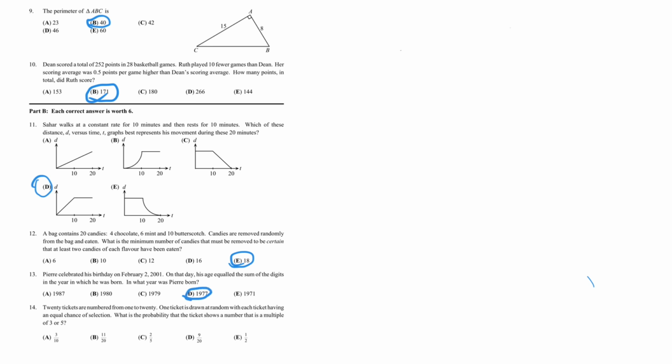1977. Number 14. 20 tickets are numbered from 1 to 20. One ticket is drawn at random, with each ticket having an equal chance of selection. What is the probability that the ticket shows a number that is a multiple of 3 or 5?